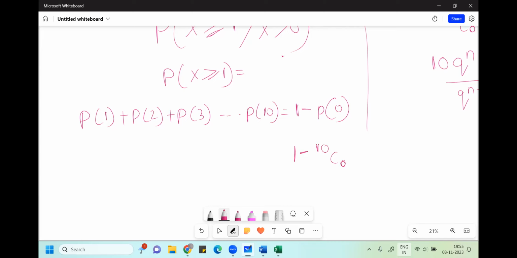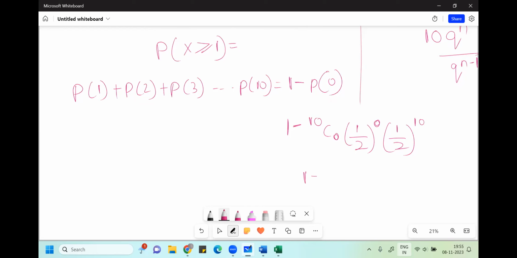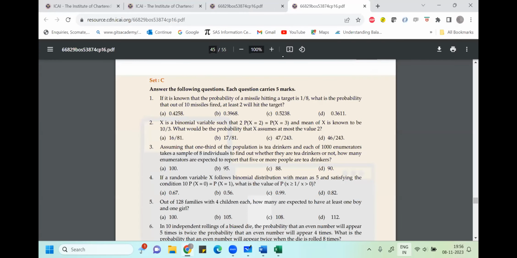10C0. What is p? 1 by 2 to the power 0, and q is also 1 by 2, to the power 10. This is 1 minus 1 by 1024. This is 1023 by 1024. If you solve, you will get 0.99. So your answer would be question number 4, option C.